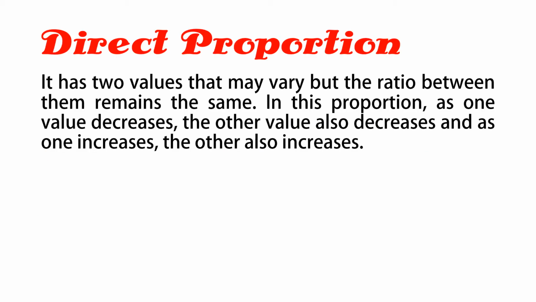Let's first discuss direct proportion. It has two values that may vary, but the ratio between them remains the same. Why? Because in this proportion, as one value decreases, the other value also decreases. And as one increases, the other also increases.